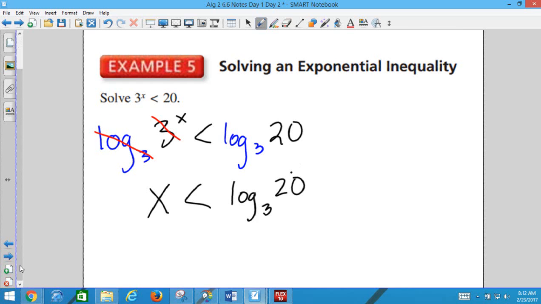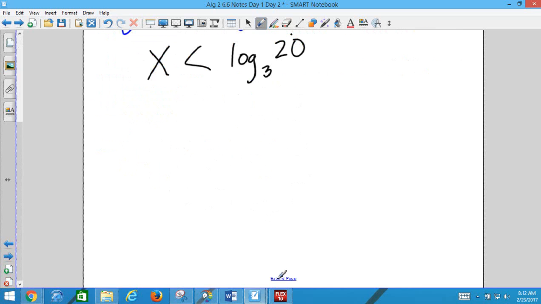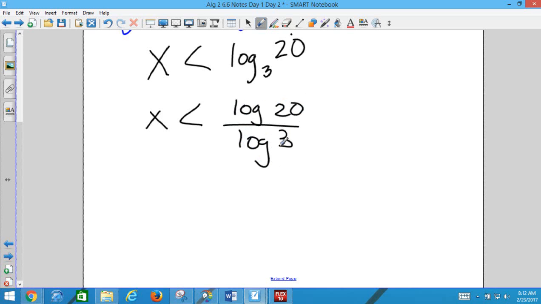Right, we're going to use the change of base formula that we learned a few days ago. We're going to do log 20, and everybody has their calculator out? Of course you do. Do it. Make sure you get the right answer. We will be doing graphing calculator activity later today in our class, so make sure you do have your graph calculator out.